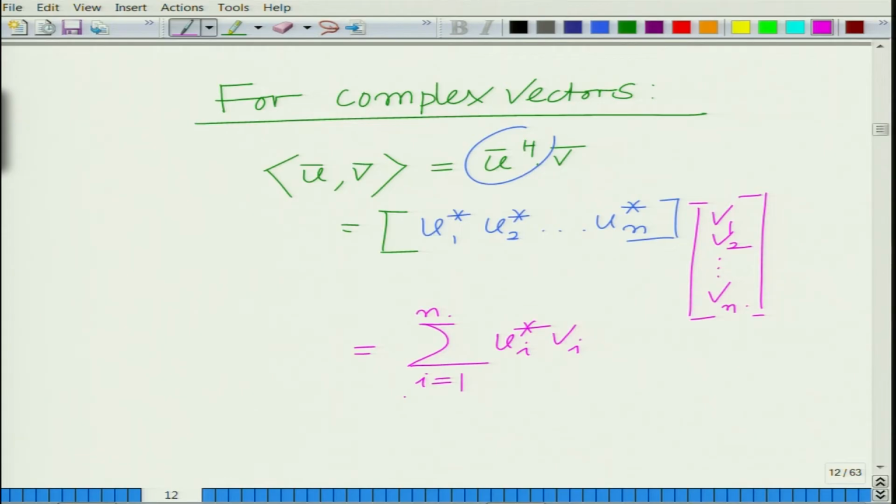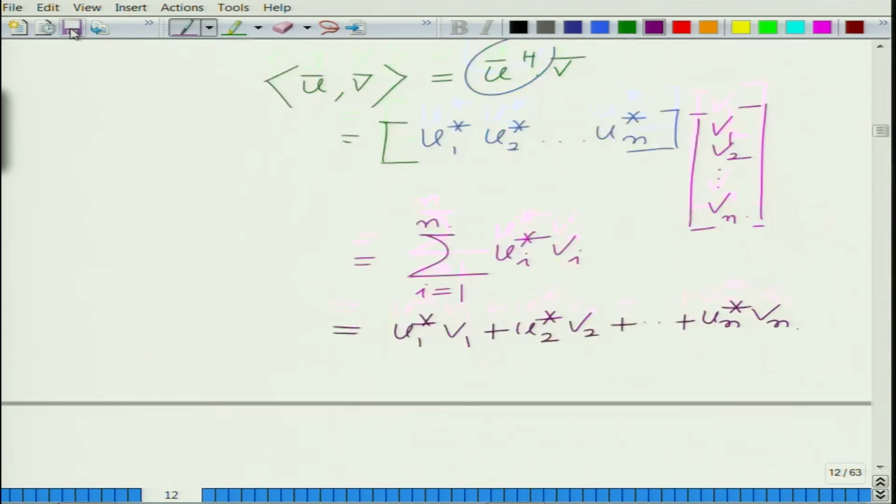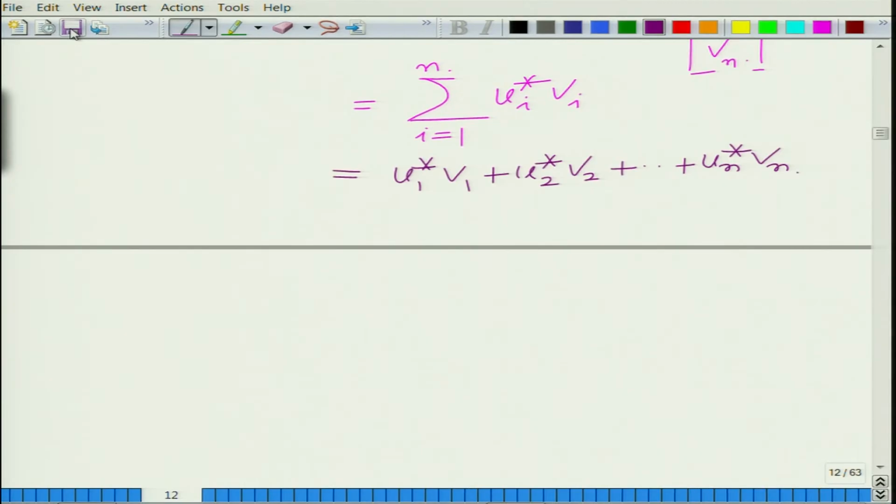Alright. So, this is the notion of inner product for complex vectors: u1 conjugate v1 plus u2 conjugate v2 plus, and so on, up to un conjugate vn. Okay. Further, now there is a notion of orthogonality which is very important.